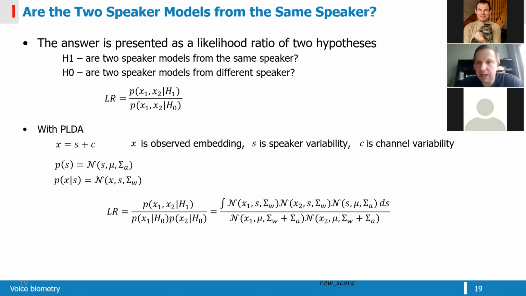Here I have the math. How is it done? Basically, the speaker model or speaker embedding is a linear combination of speaker variability and channel variability, and each can be modeled by a Gaussian distribution. And we have a mean and two covariance matrices, one for within-class or individual variability, and the other for across-class variability. And then we can evaluate the likelihood ratio.